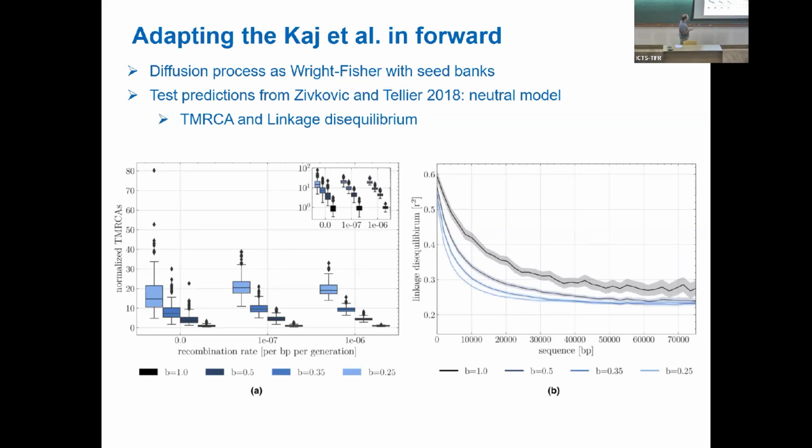Interestingly, you can see the linkage disequilibrium in a genome. We predict that if you start from a site and look at the linkage disequilibrium away from the site, it is decreasing, of course, in a genome always, but you can see that it is decreasing way faster when you have dormancy, so when B is small, compared to the classic Wright-Fisher Kingman coalescent.